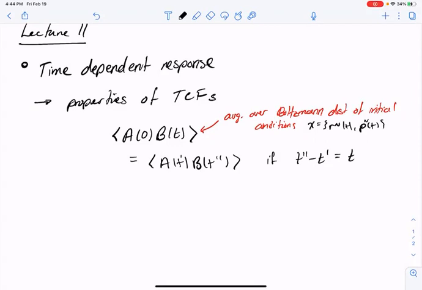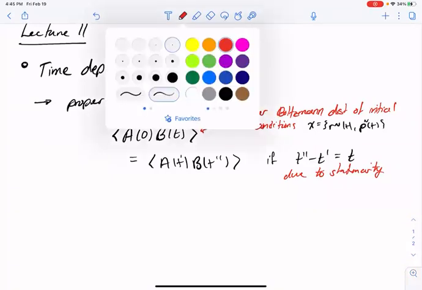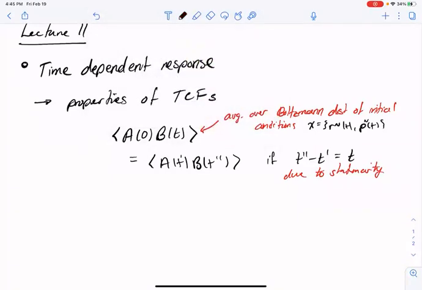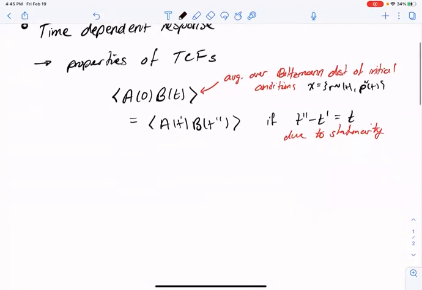Namely, I can add and subtract T primes from whatever side I want, and as long as I do that in such a way that I look at how two variables are correlated at the same time displacement from each other, I'll get the same answer. So that comes from stationarity: the insensitivity of a time correlation function to an arbitrary origin of time.